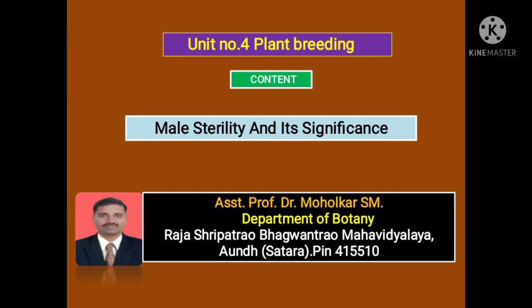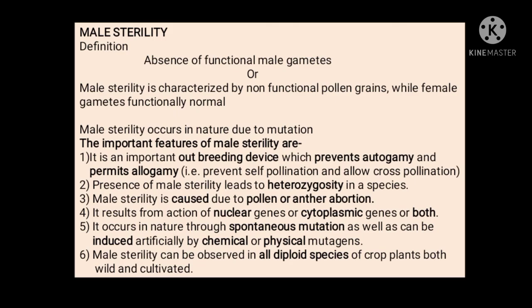Today's new concept under Unit 4, Plant Breeding, is male sterility and its significance. First of all, we'll see the definition of male sterility and then study the important features of male sterility. The definition of male sterility is the absence of functional male gametes, or male sterility is characterized by non-functional pollen grains while the female gametes are functionally normal.